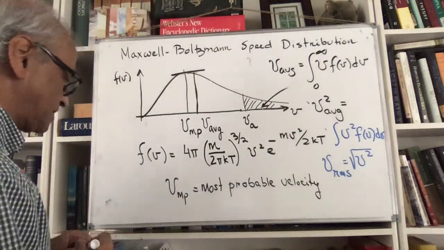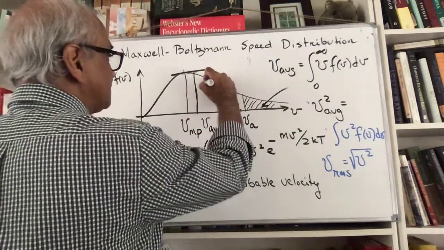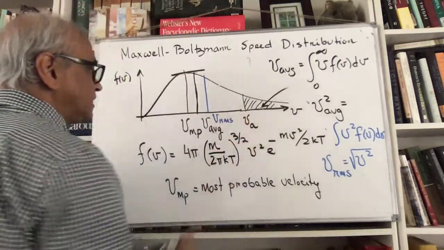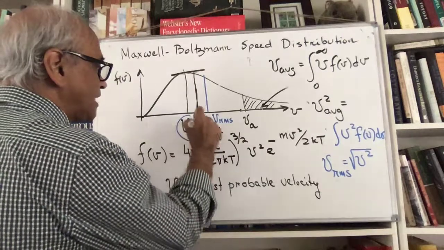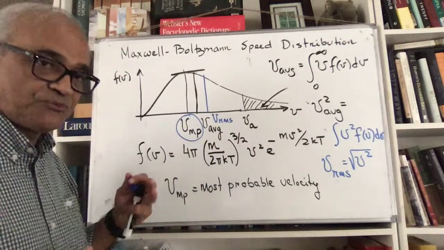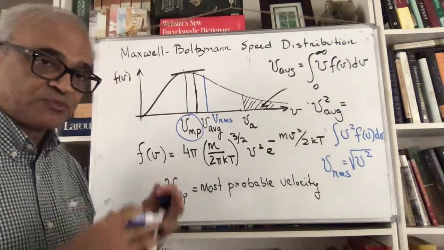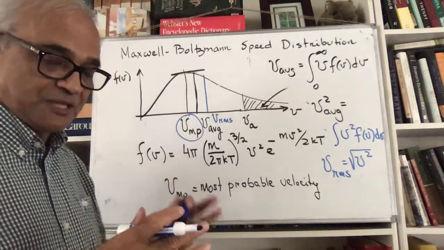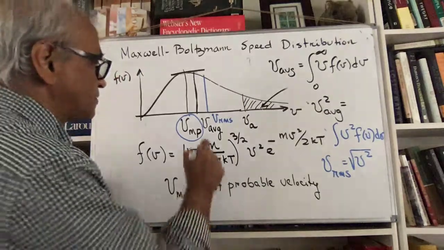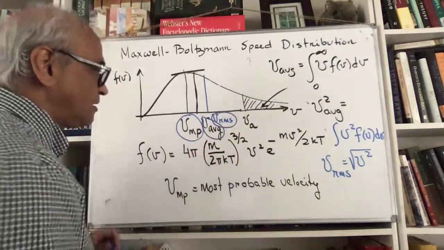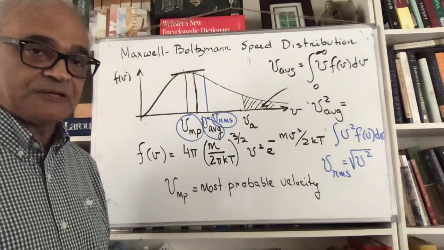So it turns out that VRMS is even a little bit higher, which is VRMS would be over here. And we're going to actually calculate. I'm not going to do too much physics explanation for this. I'm going to keep this within the mathematics regime so that you know how to derive these three things: V most probable, V average, and V RMS.